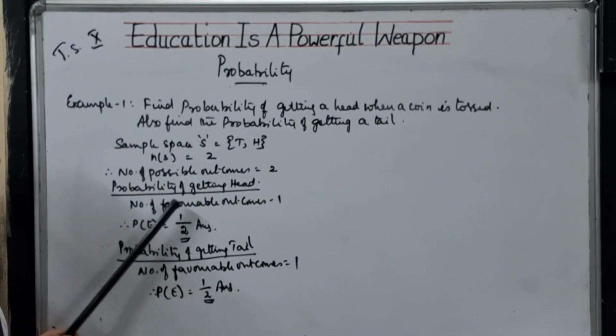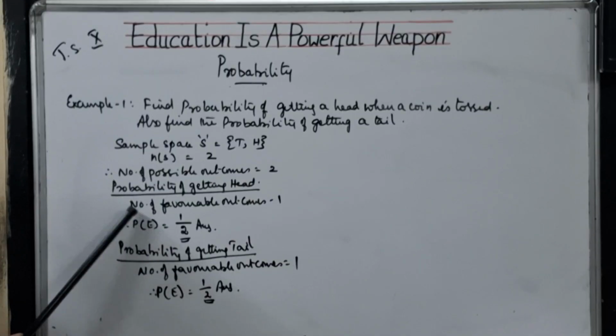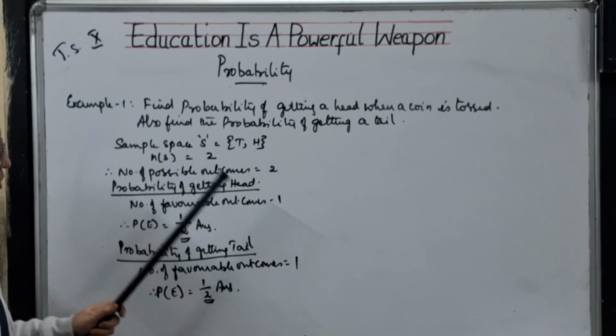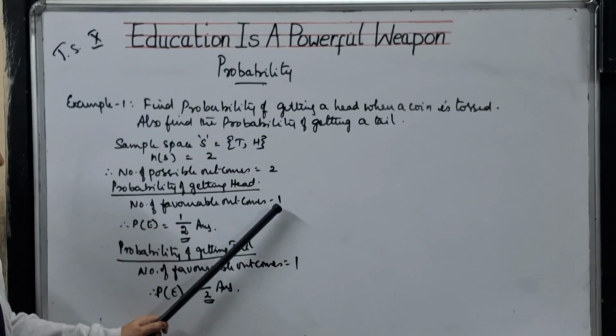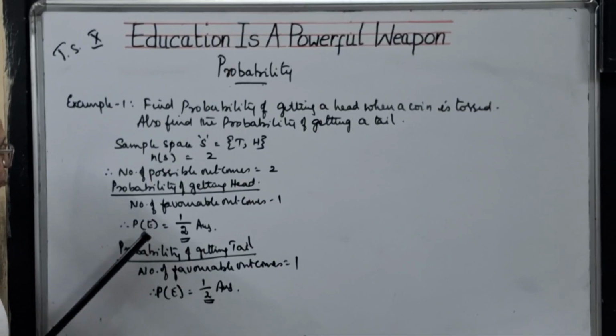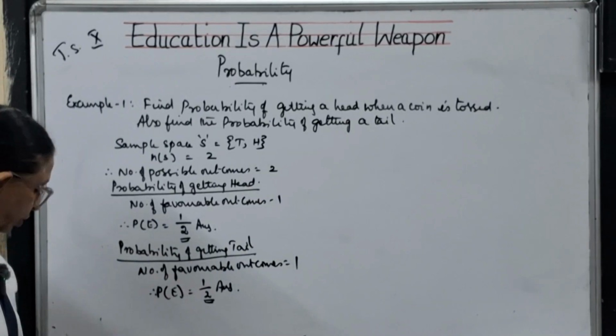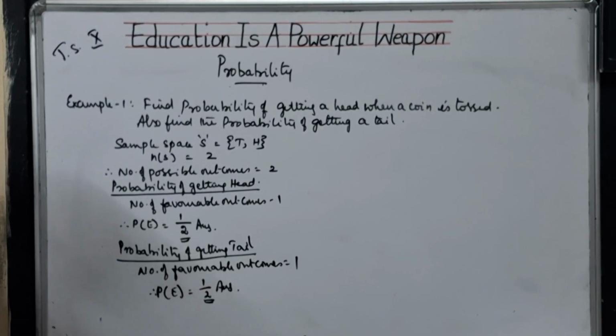Now, the problem is the probability of getting head. So, the number of favorable, here head is only 1. So, the number of favorable outcomes is 1. So what is the probability of the event? What is the event? Getting head. That is nothing but 1 by 2. Similarly, we are getting the probability of getting tail as 1 by 2. Please note it down. Example 1.